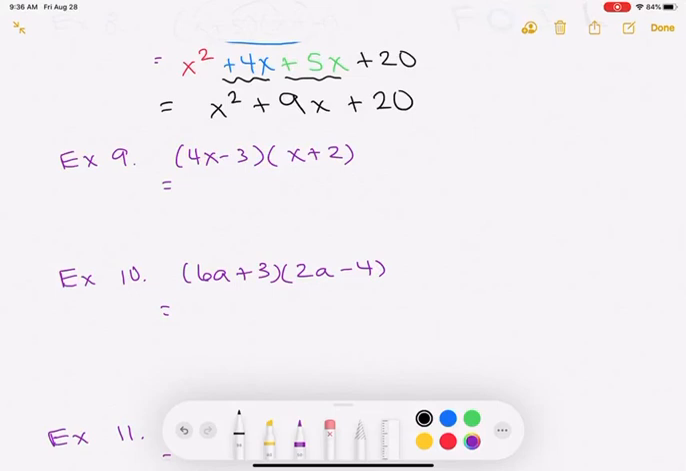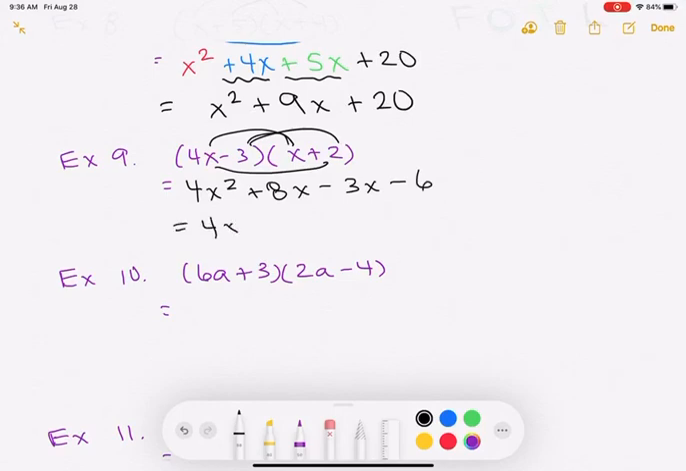All right, so hopefully everything went okay. So go ahead and do this one for you. So first is going to be 4x squared. Outer is 8x. Inner is minus 3x. Last is minus 6. Combine our like terms. So we have a 4x squared. 8 minus 3 gives us a 5. So we have plus 5x minus 6.